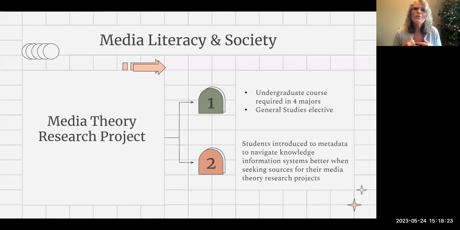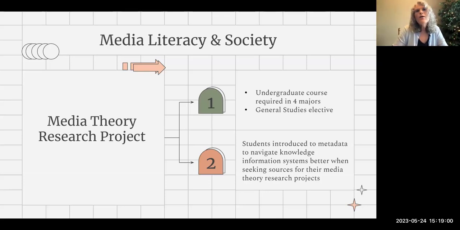So let me tell you about the class that I integrated the idea of metadata into. I teach media literacy and society. It's an undergraduate, lower level one. It's JMC 168. And JMC 168 is required in 4 majors that we have in our department: journalism, advertising, public relations, and television production. So if a student is majoring in any one of those 4 programs, they have to take this course.